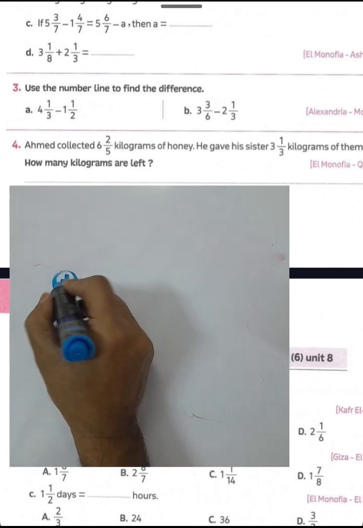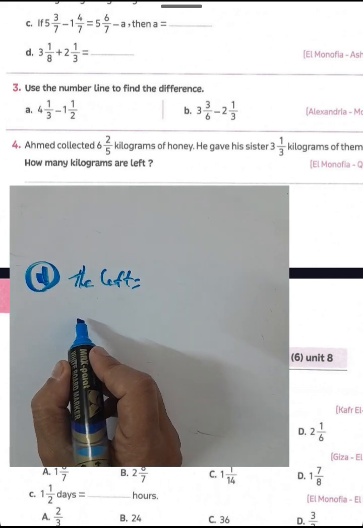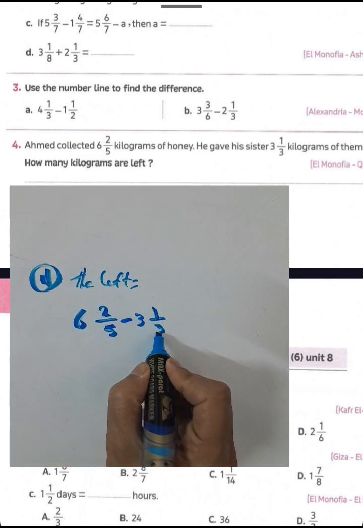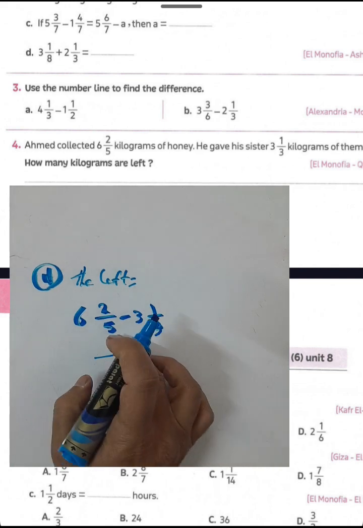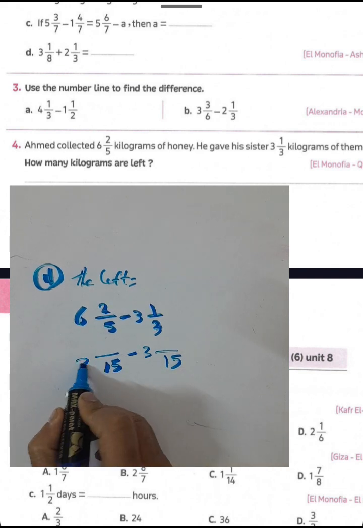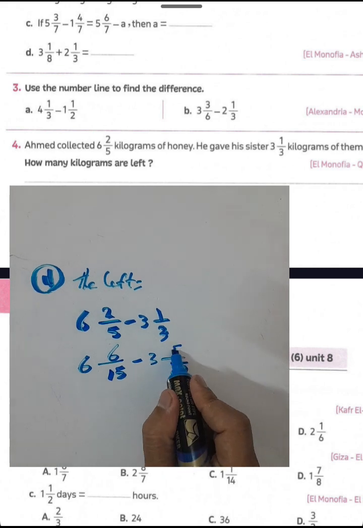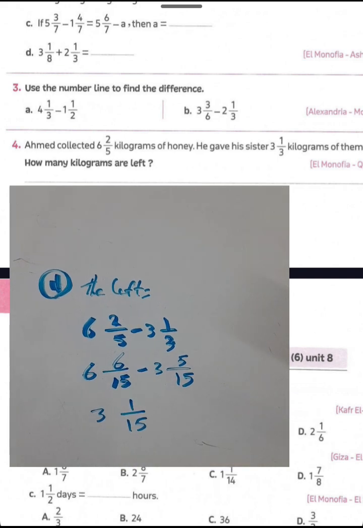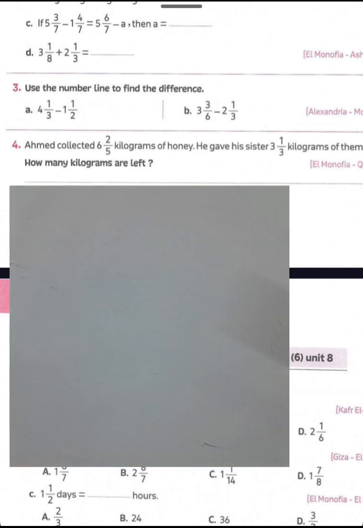Number 4, the amount left equals, write the difference between the two here: 6 and 2/5 subtracted by 3 and 1/3. Right here, the least common multiple of 3 and 5 will be 15, because 5 and 3 are relatively prime numbers. Right, 15 here. 3 times 5 equals 15, and 3 times 2 equals 6. 3 times 5 equals 15, 1 times 5 equals 5. 6 minus 3 equals 3, and 6 minus 5 equals 1. The result will be 3 and 1/15 kilograms. That is what is left. It's the last question.